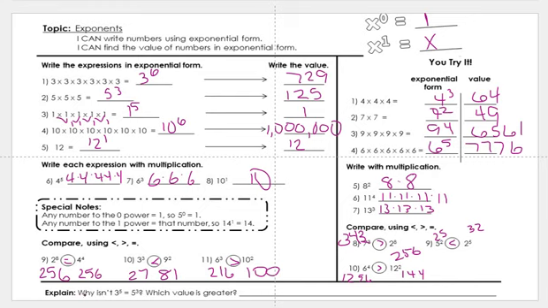And then we have this last question here. Why isn't 3 to the 5th equal to 5 to the 3rd? Which value is greater? And again emphasizing for students that 3 to the 5th is not 15, 5 to the 3rd is not 15, so that they actually have to explain that, spell that out. 3 to the 5th is 243, and 5 to the 3rd is 125. So 3 to the 5th is greater.